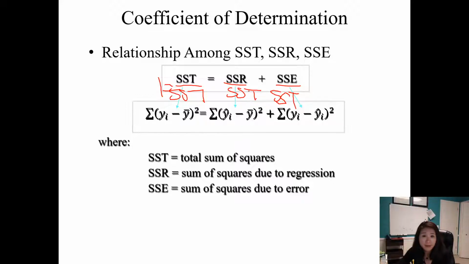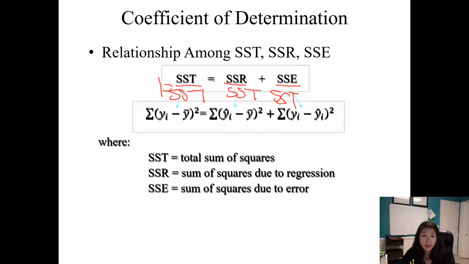Now I give you 2 seconds to think: if the ratio SSR divided by SST is very close to 1, does that mean the model fits the data well, or badly? The answer is the model fits the data well, because SSR is the portion of the uncertainty that your regression model can explain. The larger, the better your model is. So if this ratio SSR divided by SST is larger, the model is better. Since the ratio has to be between 0 and 1, if it is close to 1, we have a good model that fits our data well.